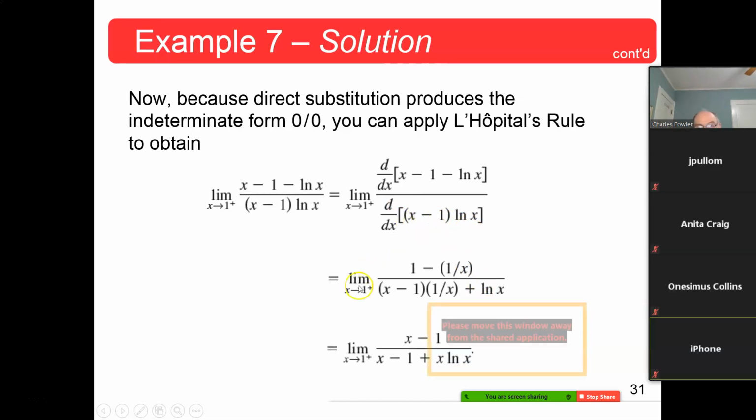Negative 1 is 0. All right, the slide decided to advance by itself. All right, again, here you have 1 minus 1 is 0. No, I'm sorry. 1 minus 1 is 0, and here you have a 0 times a 1, which is 0, plus 0. So you still have an indeterminate form, okay?